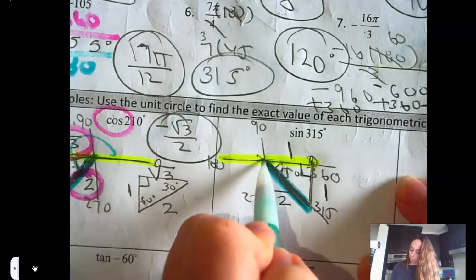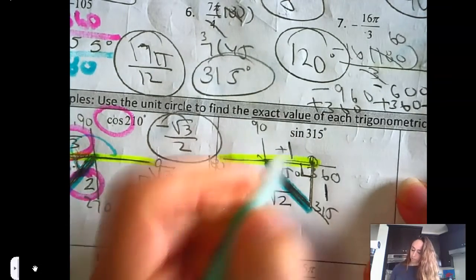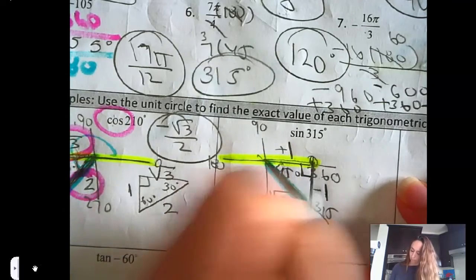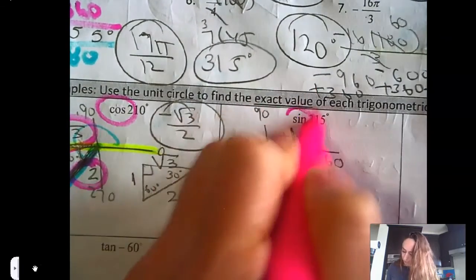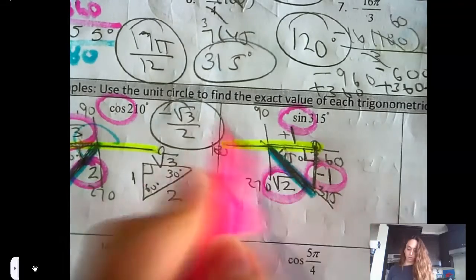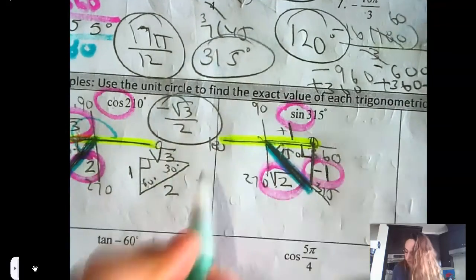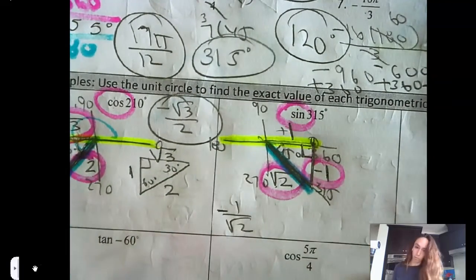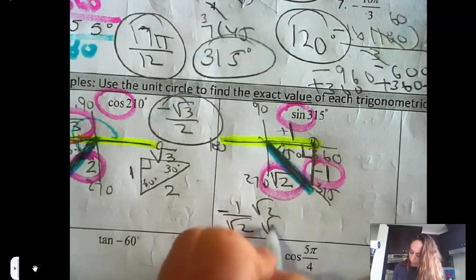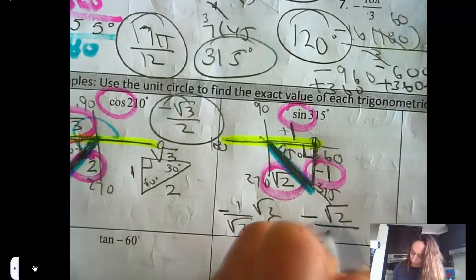When I go to the right, positive. When I go down, negative. And the hypotenuse is always positive. So now sine is opposite over hypotenuse. So that means negative 1 over rad 2, which is negative rad 2 over 2.